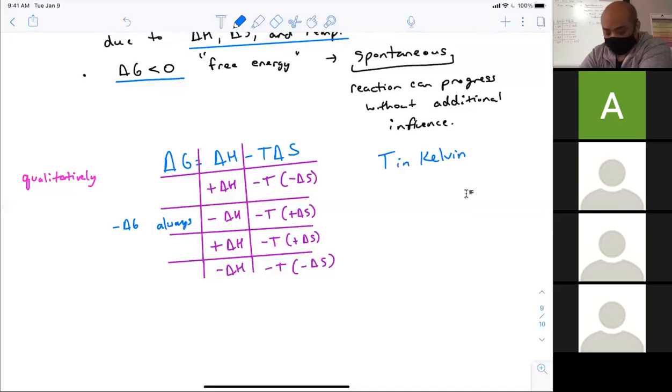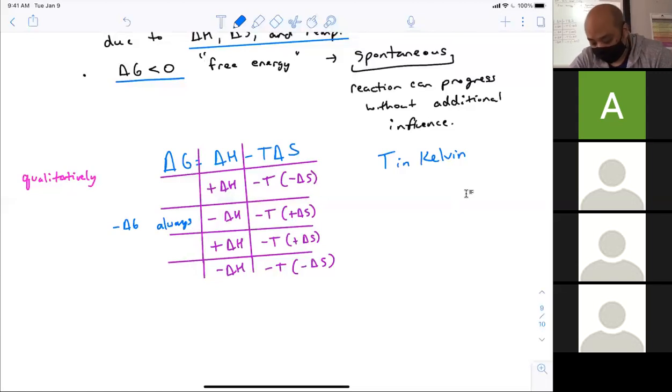So a negative delta H and a positive delta S always means that it'll be negative delta G, because there's no way that it can be positive. Delta S is positive and T, like Alejandro said, is always going to be positive. So it's going to be a negative minus a value. So it's always negative.